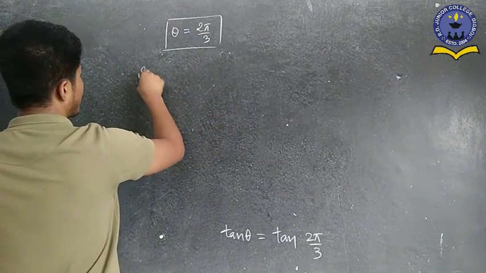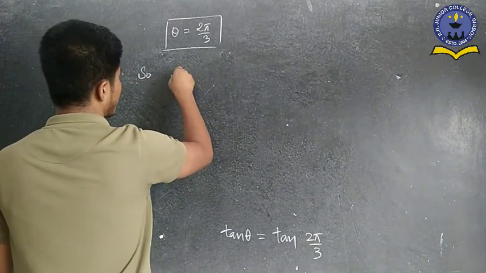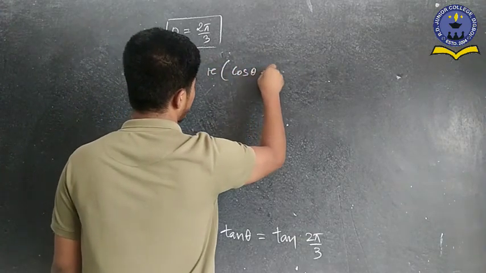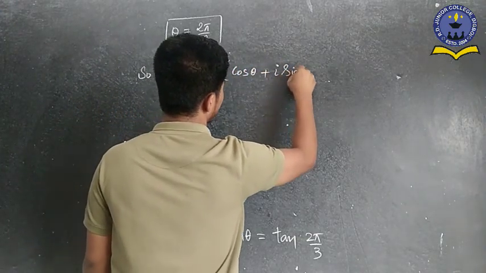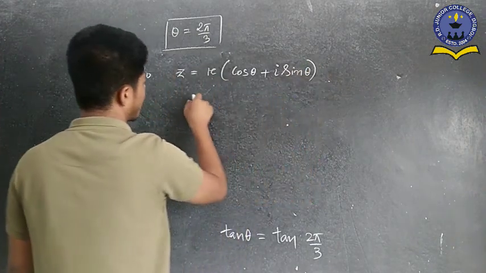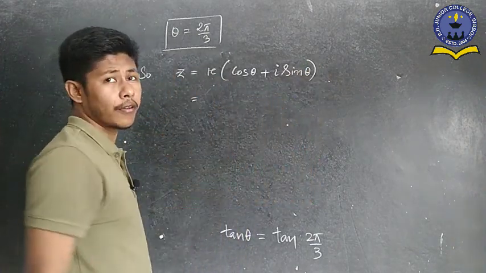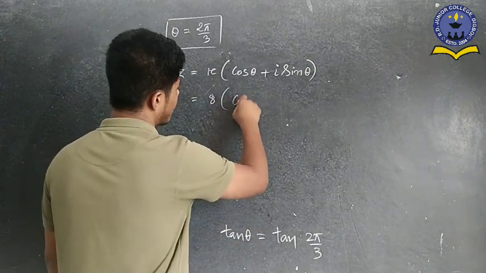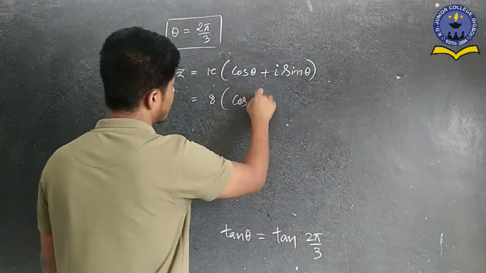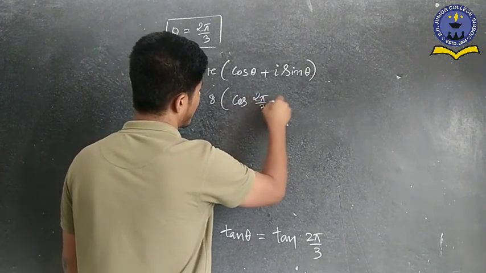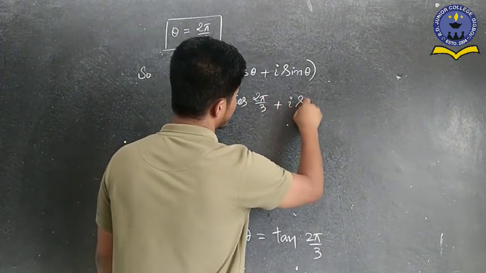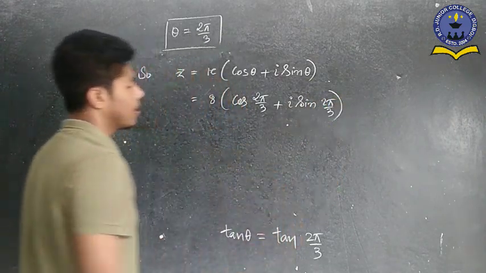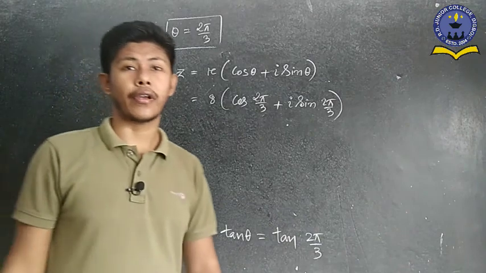So finally we have to write down the complex number here. Z equals what you have to write? R is common, so we write cos theta plus i sin theta. The R value we already got, R equals 8, so we write 8. And this one is cos theta, theta means 2 pi by 3, so we write cos 2 pi by 3 plus i sin 2 pi by 3. Is it clear? So this one is our required answer.